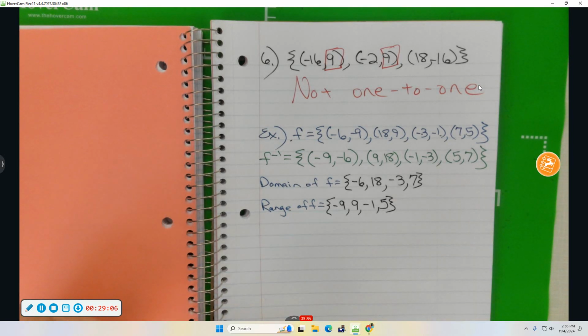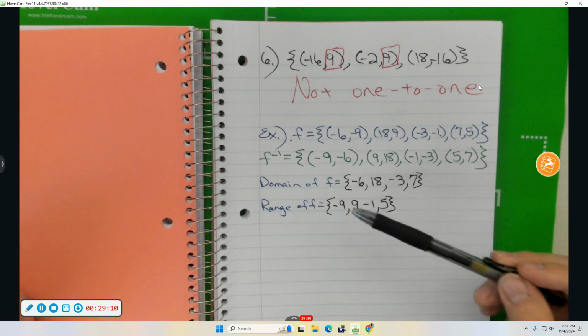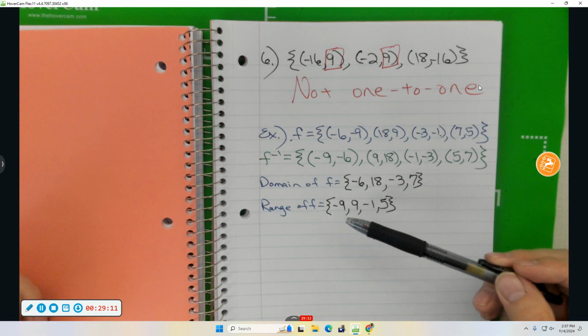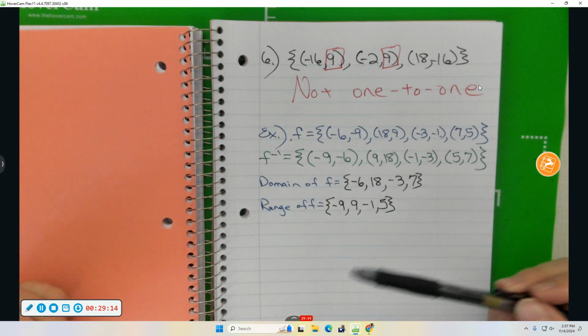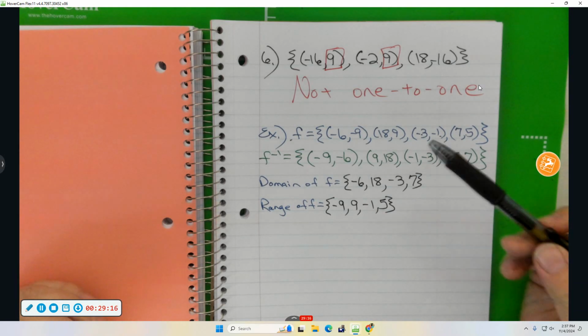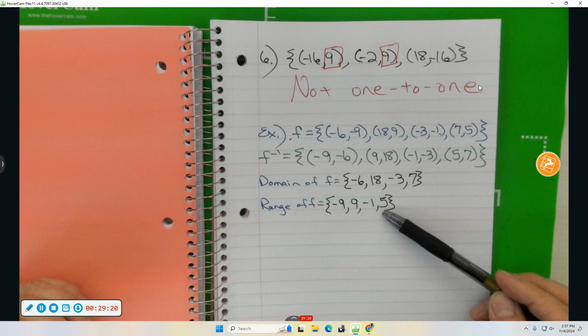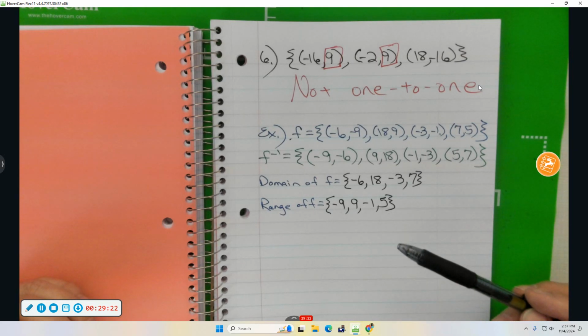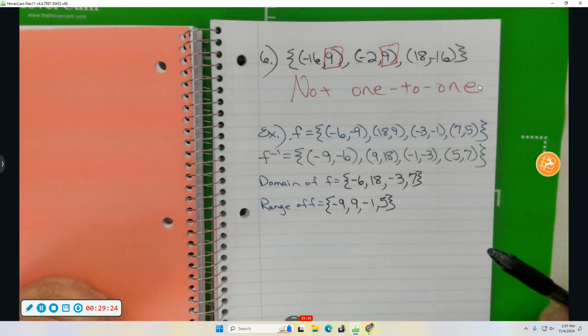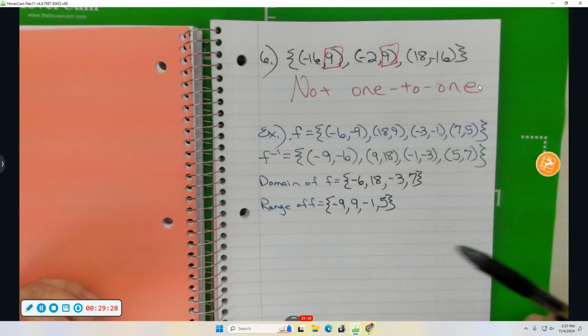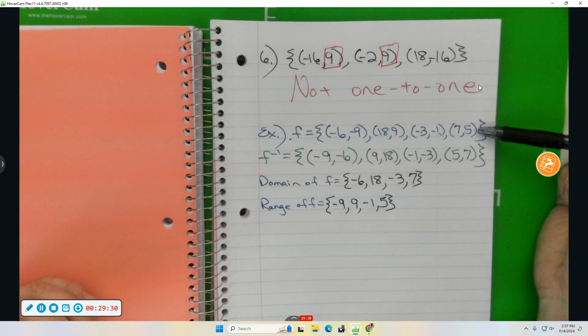Notice if a function is 1-to-1, for every x there's one and only one y, and for every y there's one and only one x. Notice there are 4 domain values. There have to be 4 range values. There's a 1-to-1 correspondence. The y's cannot be repeated. Okay, so we took care of f.